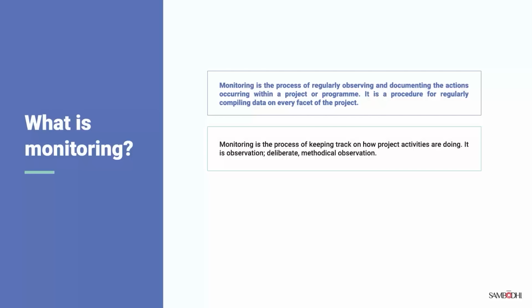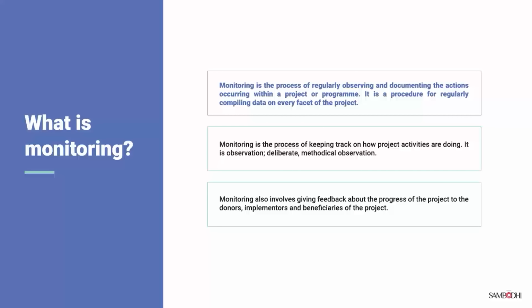We can also understand it as the process of keeping track of how project activities are doing through deliberate and methodical observation. It involves giving feedback about the progress of the project to the donors, implementers, and beneficiaries of the project. It is an important part of effective management because it can provide early and ongoing information to help shape implementation in advance of evaluations.